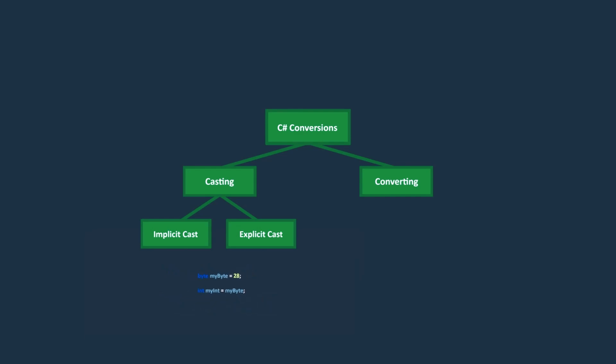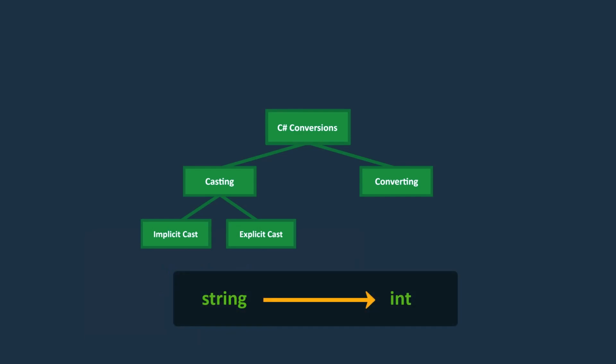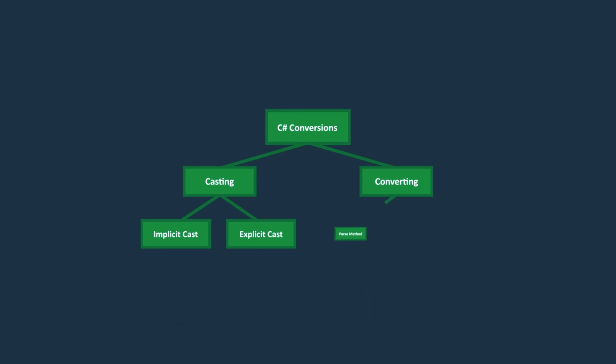But what if our types aren't compatible? For example, how to convert a string to a number? In this situation, we have to use the parse method or convert class. So that's what we're gonna be talking about in this lecture.